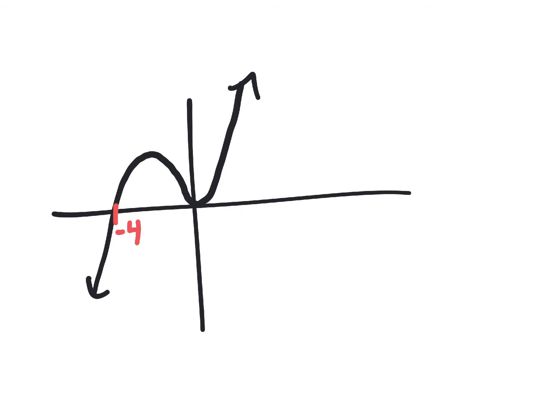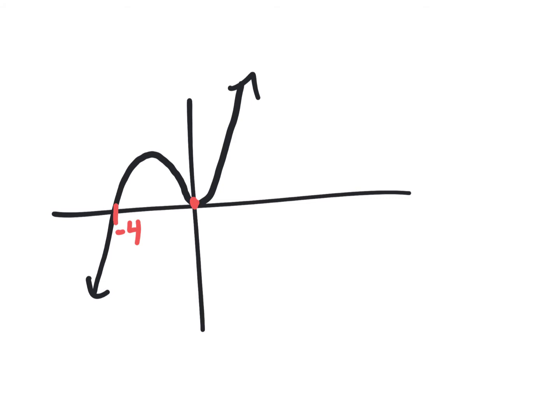Let's have this one go like this. We're going to make it go cutting through there, bouncing right there at 0, and then heading upwards. All right, I'm going to say that this is at -4, and this one's at 0. And I think that's all you need to know.